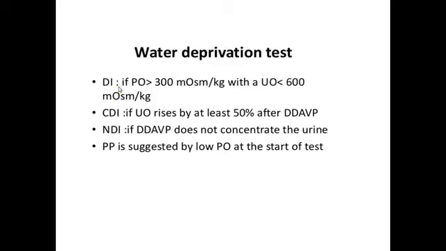If DDAVP does not concentrate the urine, so you gave it and the urine still remains diluted, this means that this is nephrogenic diabetes insipidus, because ADH was there, however, and you gave it to him, however it did not act on the receptors there. Primary polydipsia: the osmolality was low from the beginning and it remains low, as well as the urine osmolality remains. Okay.